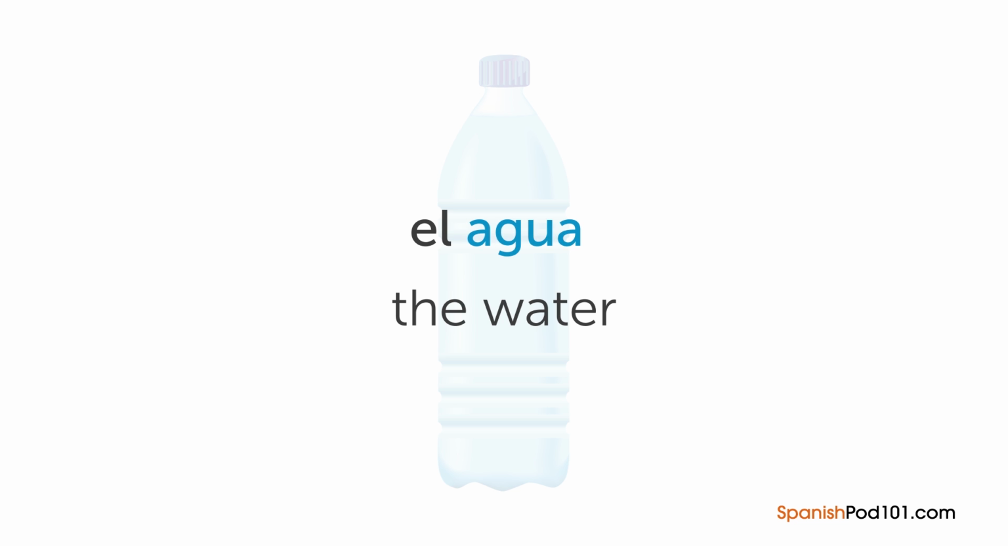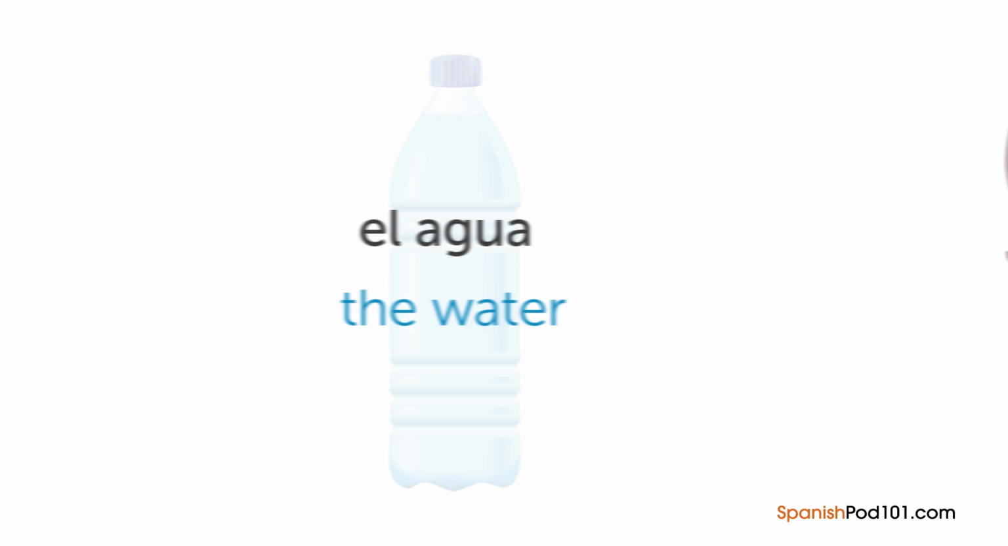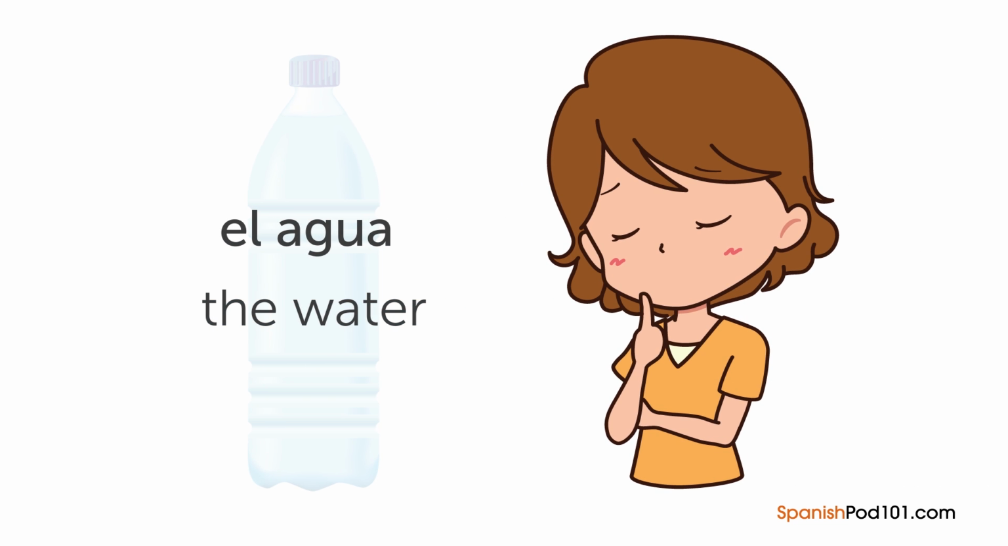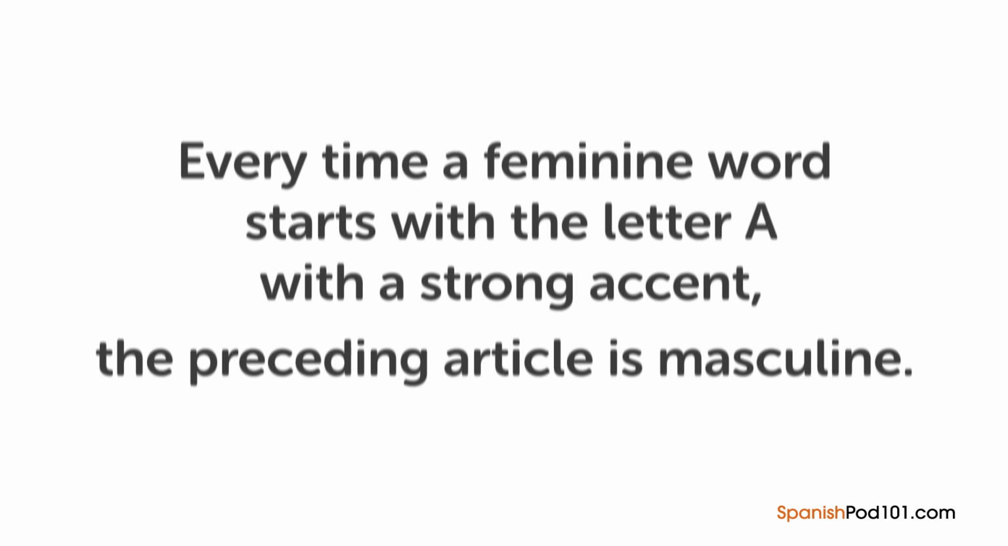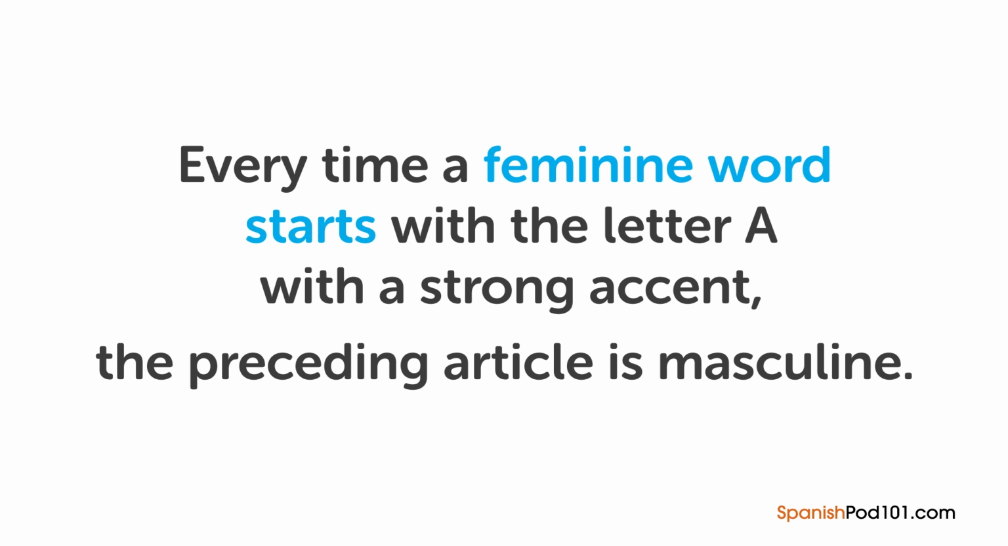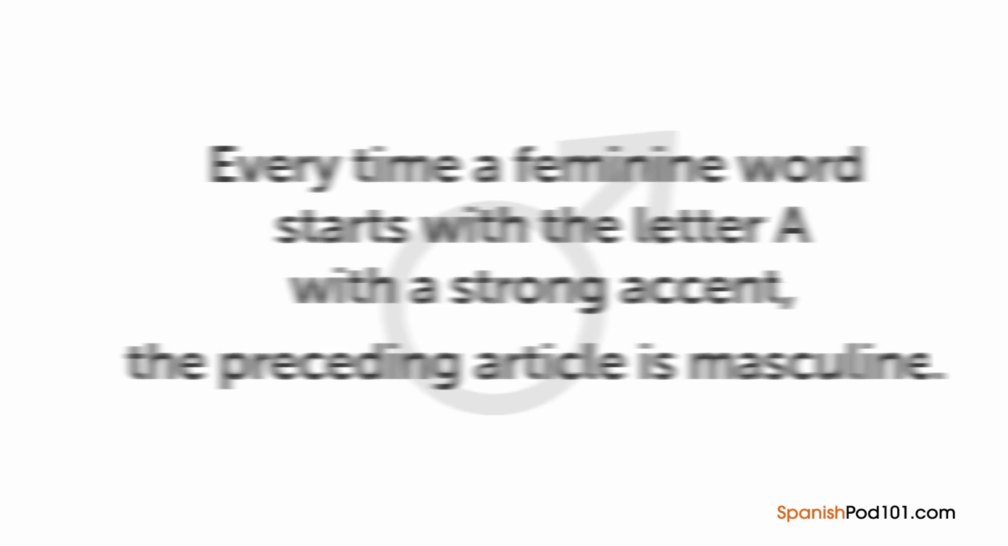However, the word agua, water, ends in A, but we use the article el to make el agua, the water. So why do we do this? The reason is simpler than you think. Every time a feminine word starts with the letter A with a strong accent, the preceding article is masculine.